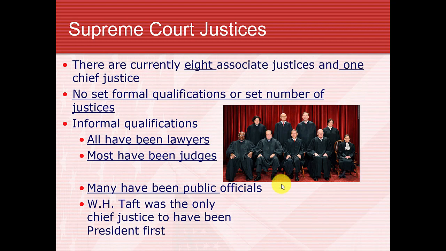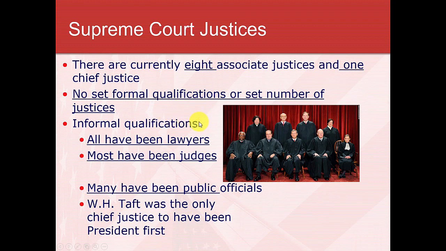So taking a look at our current U.S. Supreme Court, there are 8 associate justices. So when you're on the Supreme Court, you're no longer a judge. You have the title of a justice, and then there's one Chief Justice, like the head judge. So here's a picture of our current U.S. Supreme Court. Justice John Roberts right here is the current Chief Justice of the Supreme Court. So there are no set formal qualifications or set number of justices. There's no age requirement like the Congress and the President. There's no citizenship requirement.